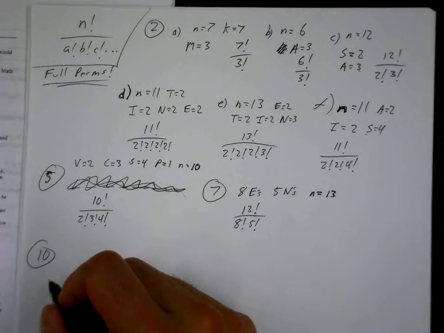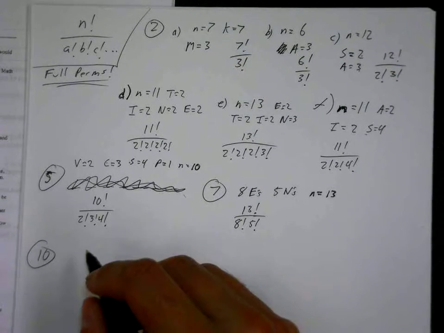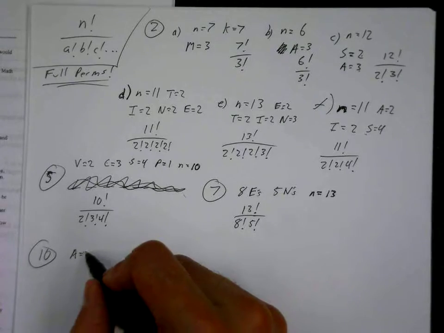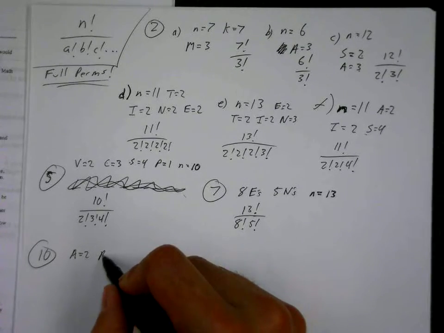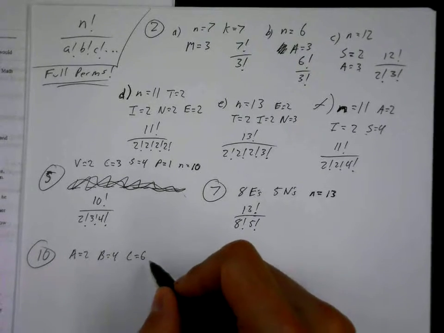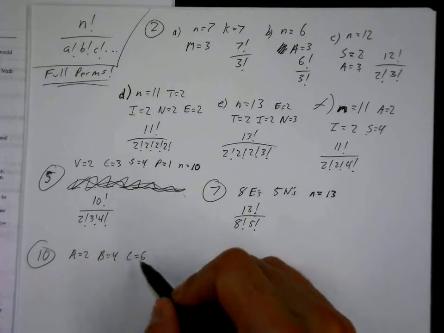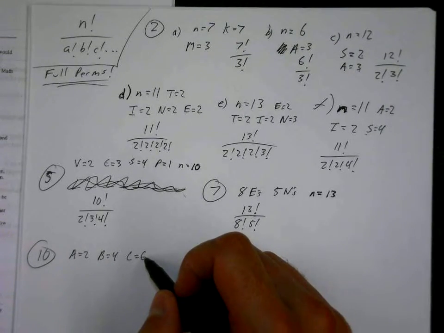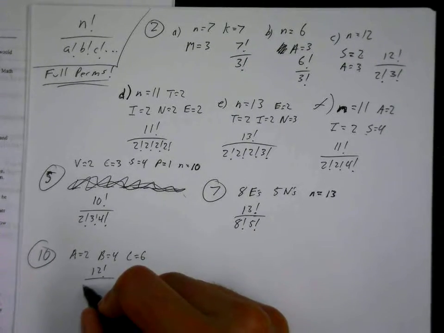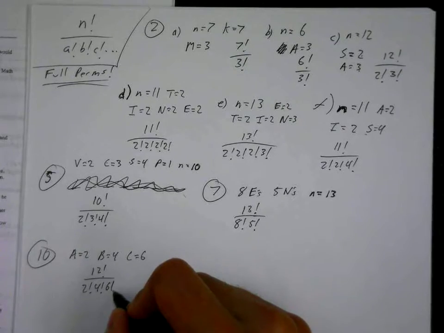A developer will build 12 houses on the same side of this court if he has room for 2 models on plan A. So there A is equal to 2, B is equal to 4, 6 models on C, C is equal to 6. Is that 12 houses? Check, that's good. In how many different ways can he arrange the houses on the street? 12 factorial over 2 factorial, 4 factorial, 6 factorial.